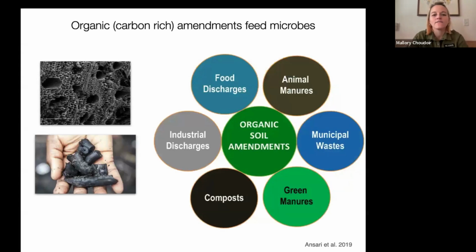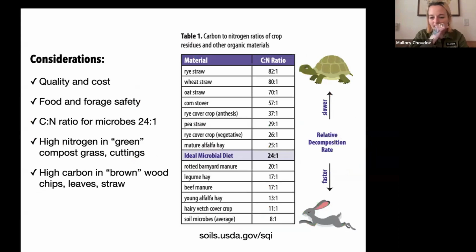When we think of feeding our existing microbes, we want to be adding organic or carbon-rich amendments. And there are a number of amendments that are available. On the left is biochar. And then on the right are a number of other amendments, including manure, compost, green manure, waste. All of these are viable options. Again, unique things to consider when thinking about adding organic amendments. Certainly the cost and the quality, the potential safety considerations for food and forage.